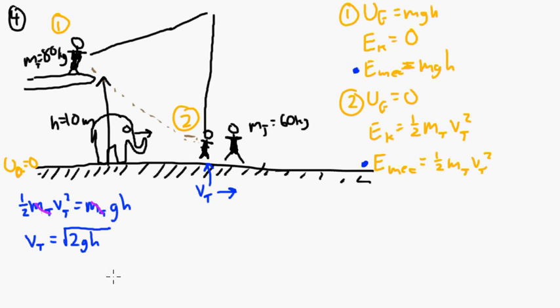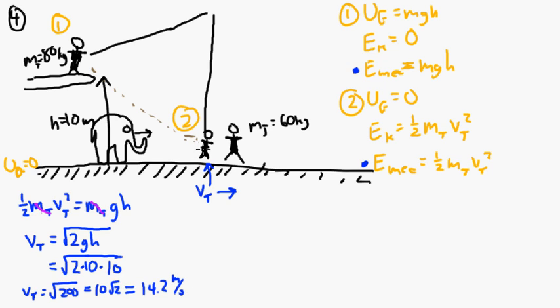So what is this going to be? The square root of 2 times, I'm using 10 for g because I'm lazy and I don't like getting out a calculator, and h is 10 meters as well. So the velocity of Tarzan is going to be the square root of 200, which is the square root of 2 times the square root of 100. The square root of 100 is 10, so this equals 10 times the square root of 2, and the square root of 2 is 1.42, I think. So this is going to equal 14.2 meters per second. That's going to be Tarzan's speed when he gets down there.